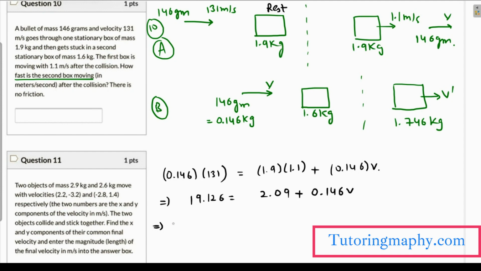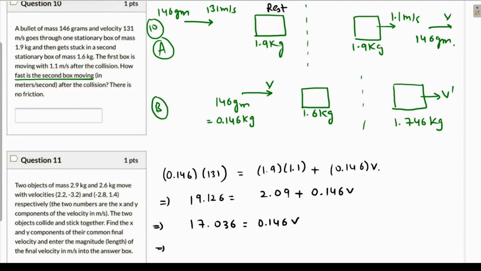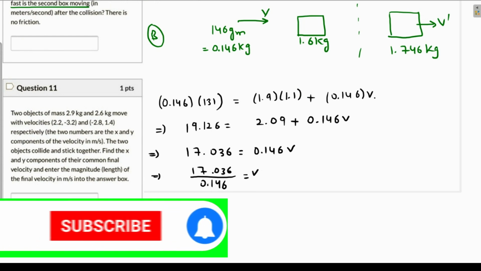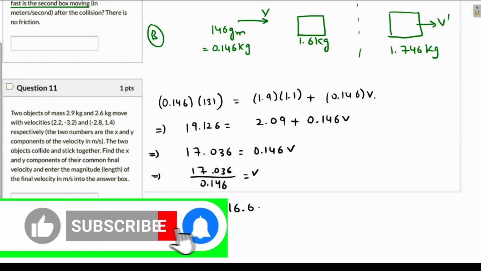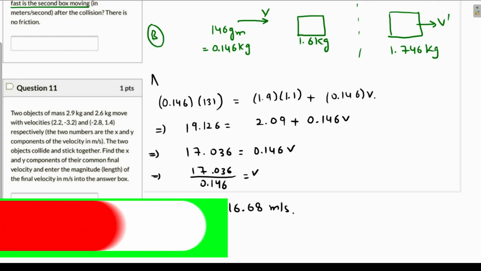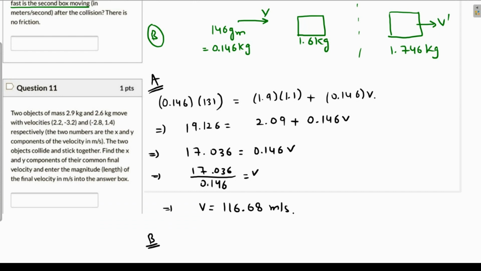So 19.126 minus 2.09 comes out as 17.036, and that is equal to 0.146 v. I've just divided both sides by 0.146, so 17.036 over 0.146 gives the value of v as 116.68 meters per second. This was the momentum conservation in A. Now I'm going to conserve the momentum in B.